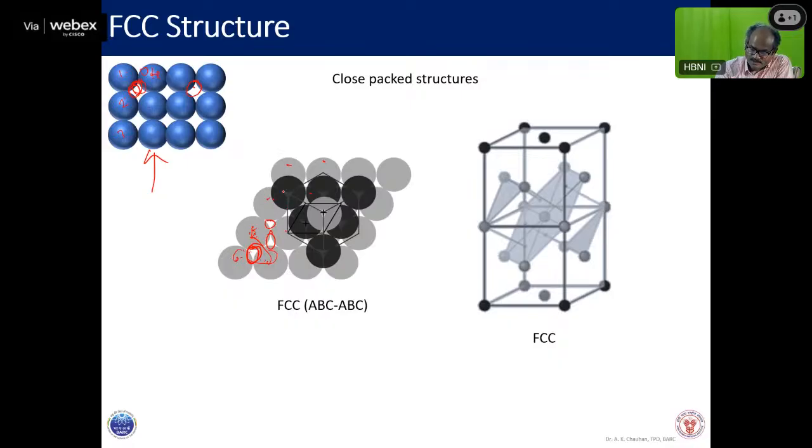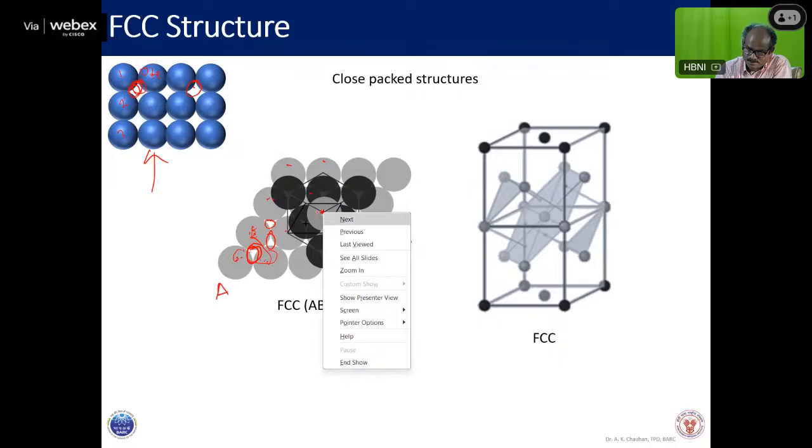Then the second layer will be added over this. Suppose you have one layer, configuration A, and the second layer, added by putting the spheres over these voids, becomes B. There is only one possibility by which it can be added. Now when you want to add a third layer over this, you can put the atom at this particular point, or in this particular void or space, or here also.